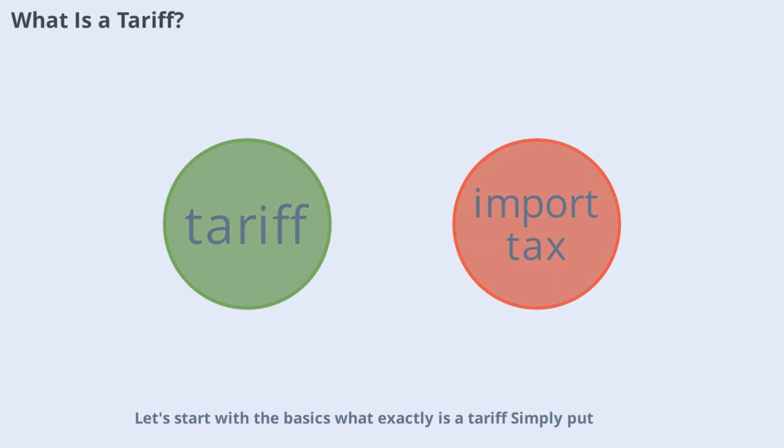Start with the basics. What exactly is a tariff? Simply put, a tariff is a tax imposed by a government on goods imported from other countries. The main purpose is to make imported products more expensive, encouraging consumers to buy domestic alternatives. Tariffs can also serve as a source of government revenue, but their effects go far beyond just raising prices. They can influence trade relationships, economic growth, and even diplomatic ties between countries.